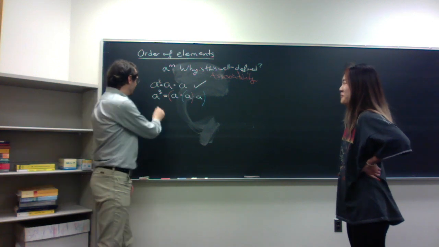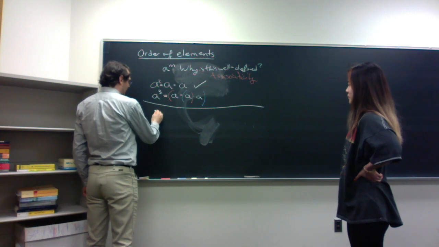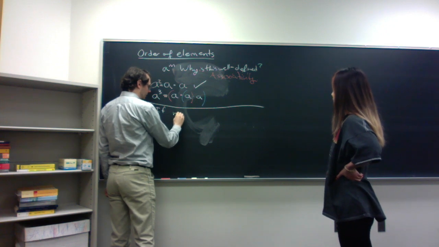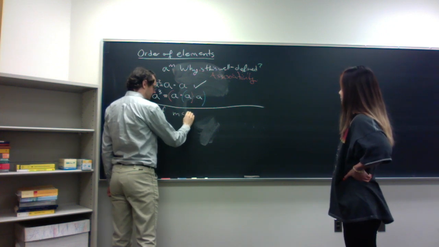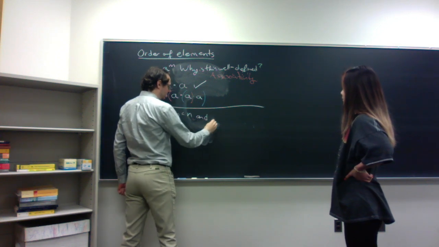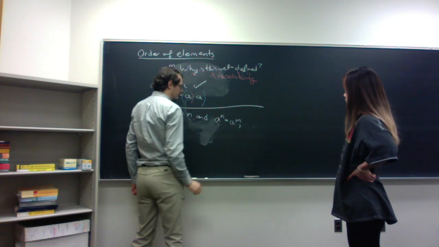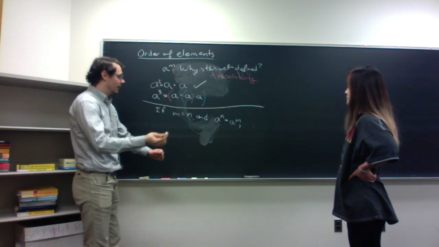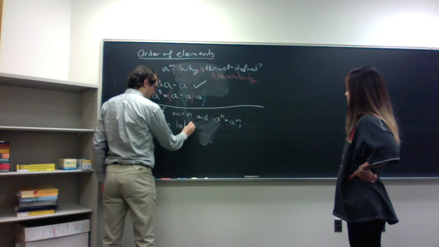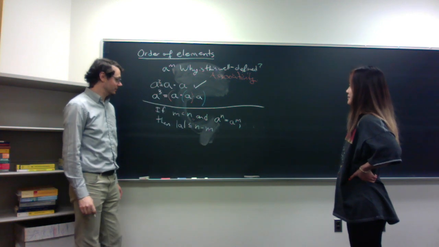Okay. So the second thing we're supposed to think about on this problem is what happens if we have two numbers, n and m, and we know that a to the n equals a to the m. It asks us to prove something about n minus m, namely, that the order of the element a is at most n minus m.